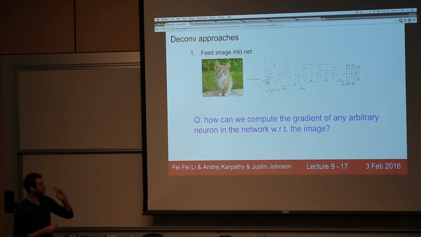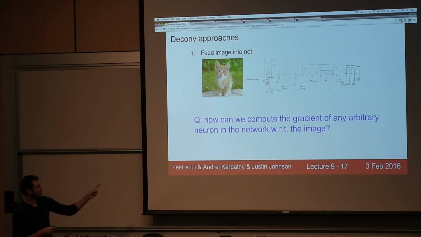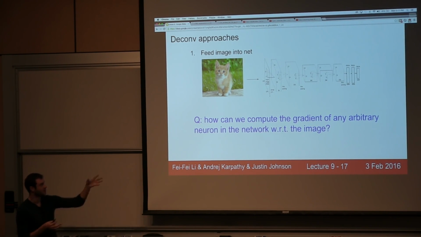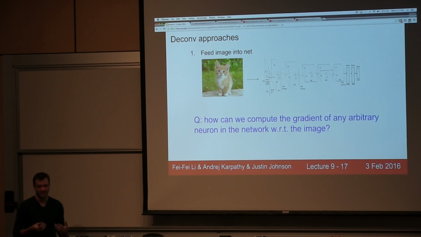Before we actually dive into it, I'd like to start off with a question. Suppose I feed an image through a convolutional network and we get all these activations throughout. Think about how you can compute the gradient of any arbitrary neuron in the network with respect to the image. In other words, the gradient on the image for any arbitrary neuron in the network is computable. Of course, it's a smooth function because convnets are differentiable. But how would you actually compute that in a code base?